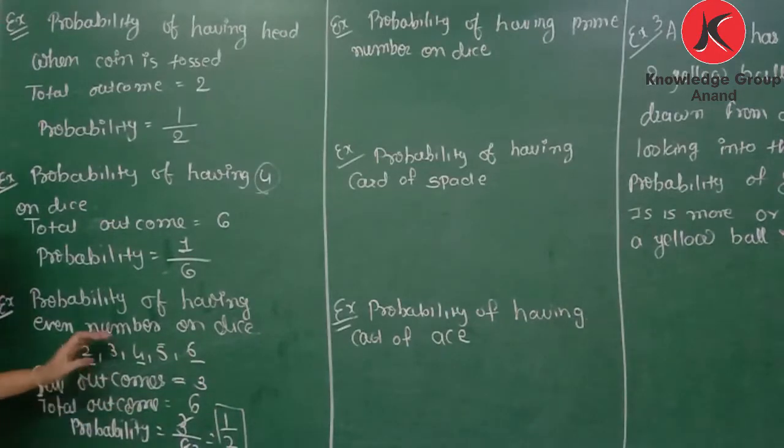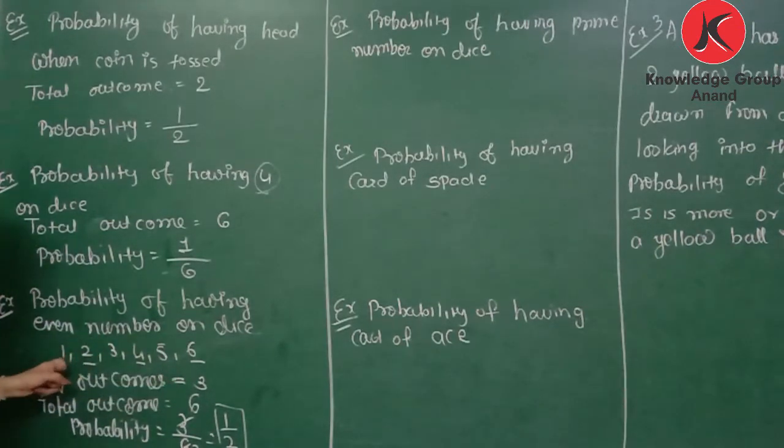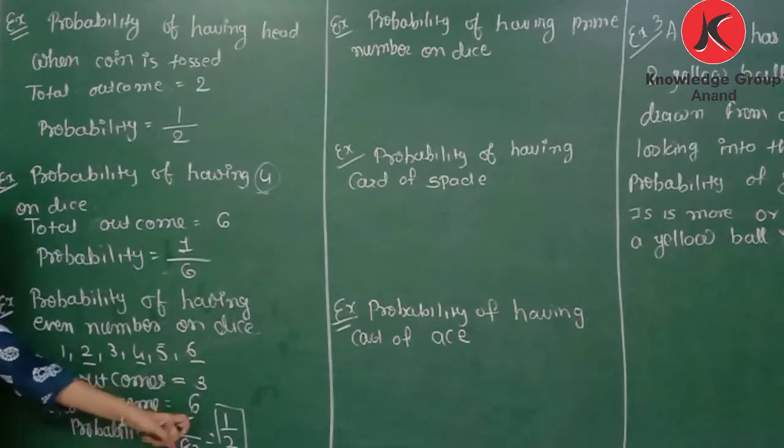Likewise, you can find the probability of having an odd number. So how many odd numbers do we have? 1, 3 and 5. So there are 3 possibilities. It may be 1, it may be 3 and it may be 5. So here the favorable outcome will be 3. Total outcome is 6 and it is 1 by 2.